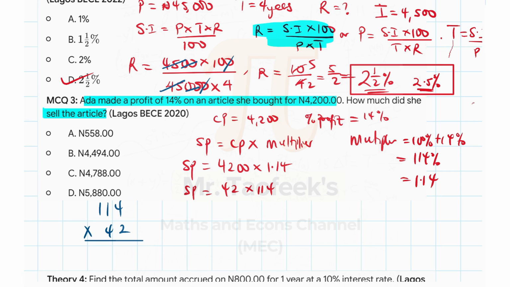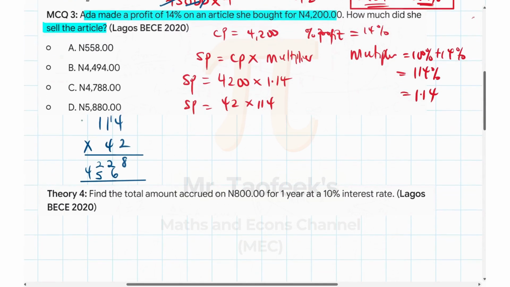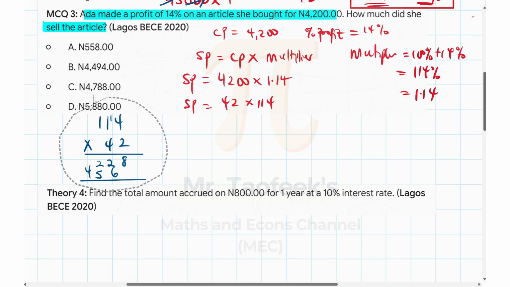So 2 times 4, 8. 2 times 1, 2. 2 times 1, 2. 4 times 4, 16. We have 1 carried there. 4 times 1, 4 plus 1, that is 5. And then we have 4. So adding everything together, sorry, I'm running out of space there. So adding everything together, you can also do it.